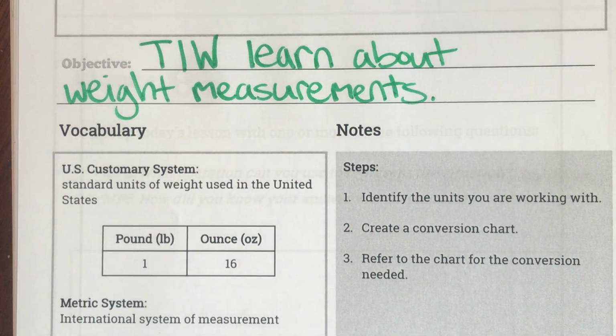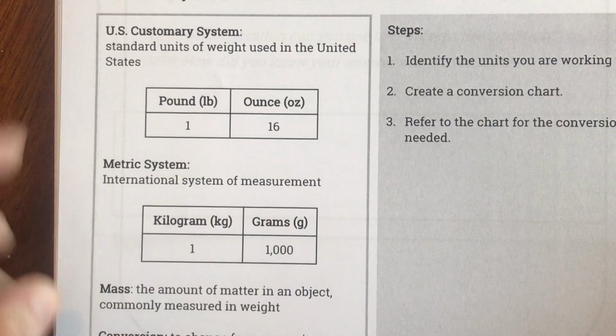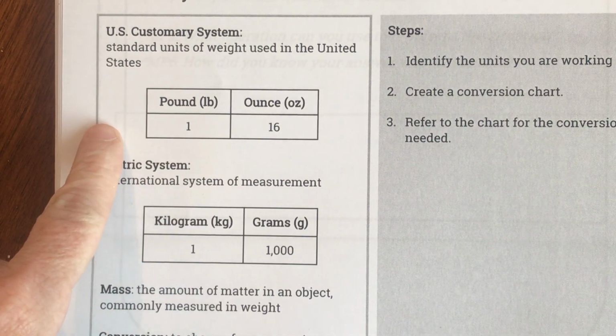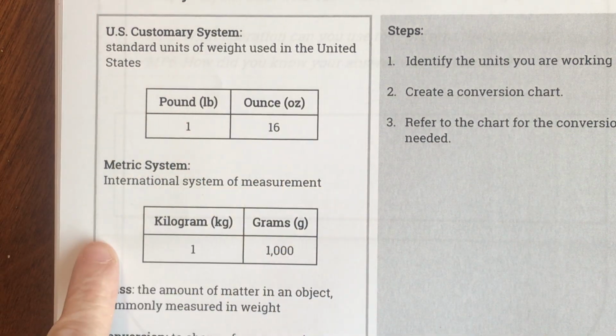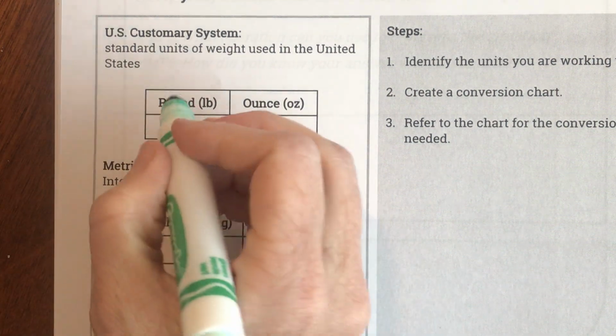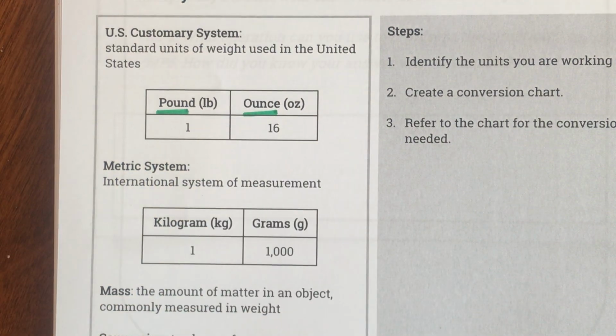Okay, now just like we did with length, we're going to learn both the US system and the metric system. And again, remember, it's because we use the US system, but the rest of the world uses the metric system. In the United States, our main measurements for weight are pounds and ounces.